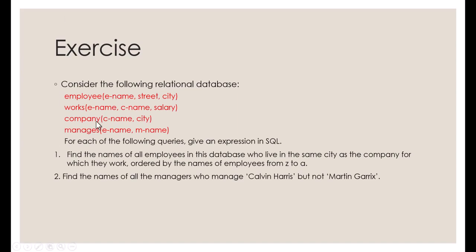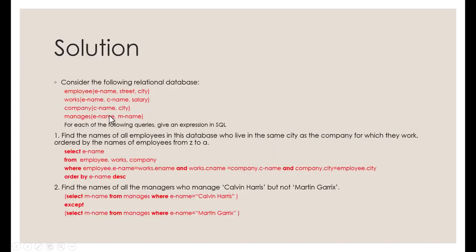So in order for us to get some useful information, we want to set the e-name from employee equal to works.ename, and then c-name from works is equal to c-name from company. So those are the two conditions here, and then it says that same city as the company which they work for. So the employee city should equal to company.city. So that's what we have here. And then we are ordering by the name of the employees. So we are doing order by e-name. And since it's Z to A, we're doing descending order.